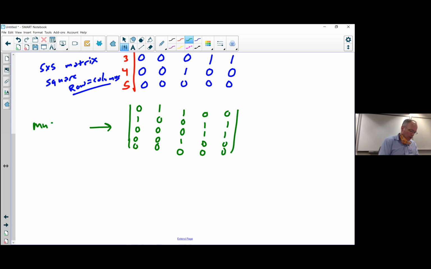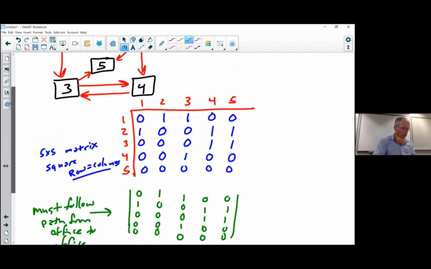paperwork must follow a path from office to office in order for approval. And it looks like in our case, number 5 has the highest approval.